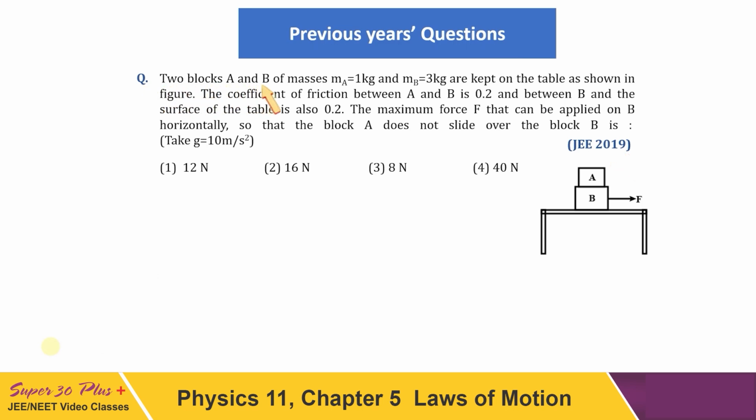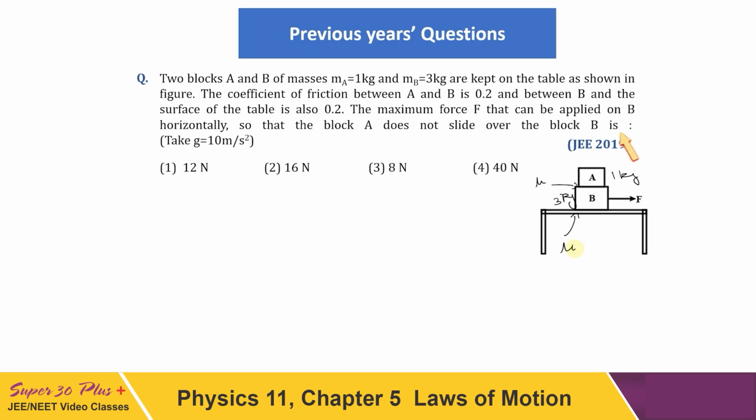Two blocks A and B of masses 1 kg and 3 kg are kept on table as shown. Upper block is of mass 1 kg and lower of mass 3 kg. Coefficient of friction between A and B is 0.2 and between surface of table and B also it is 0.2. Okay, so it has the same value of friction between these two surfaces. The maximum force F that can be applied on B so that A does not slide over the block B is. What does it mean that block A is not sliding over the block B?